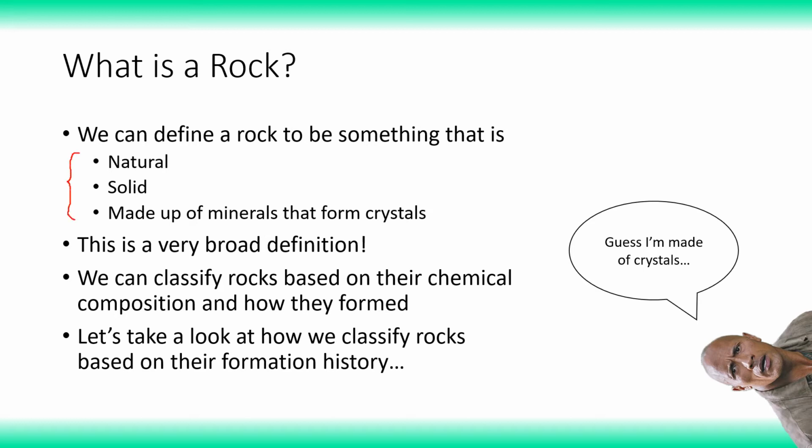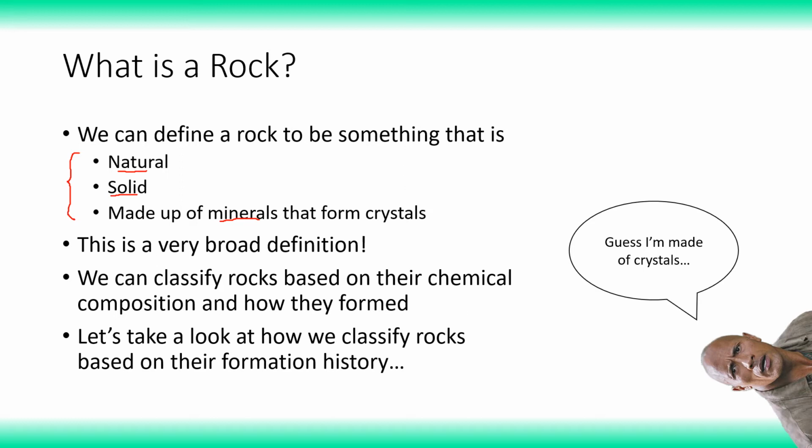So we define a rock as something that is solid, it's naturally occurring, and it's made up of minerals that form crystals. That's a slightly simplified version, but I think it's reasonably accurate. I'm not a geologist, so I don't know for sure, but basically, a rock is something that's naturally occurring, solid, and made up of minerals that form crystals.